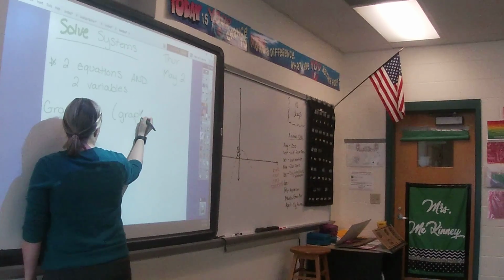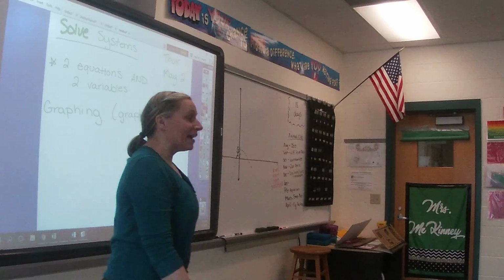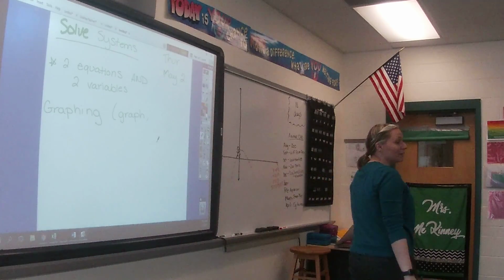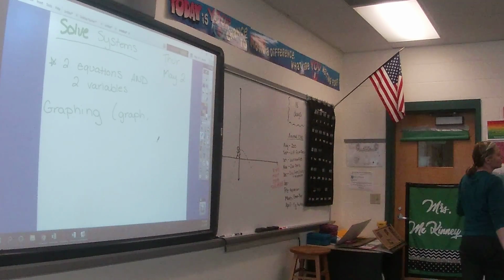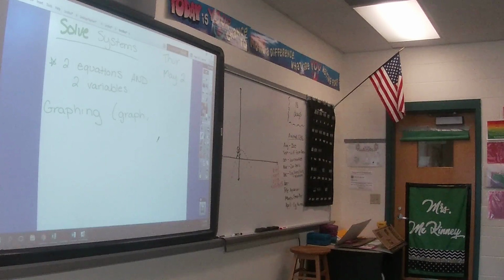We need a graph. If you are just asked to solve a system and you don't have good graph paper, solving by graphing gets super obnoxious. Because then you're trying to draw out a graph, you're trying to make it all nice and neat, and it gets really complicated.